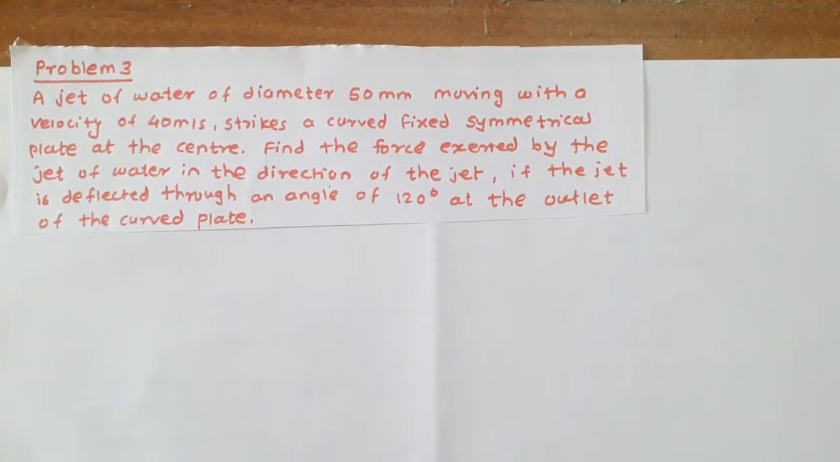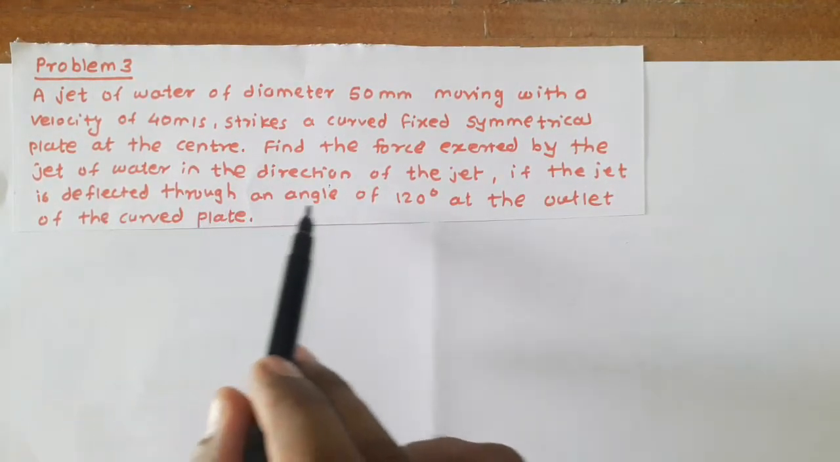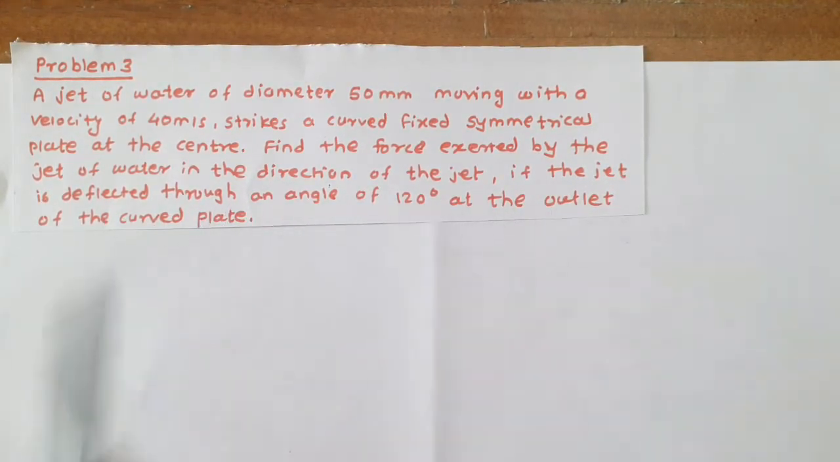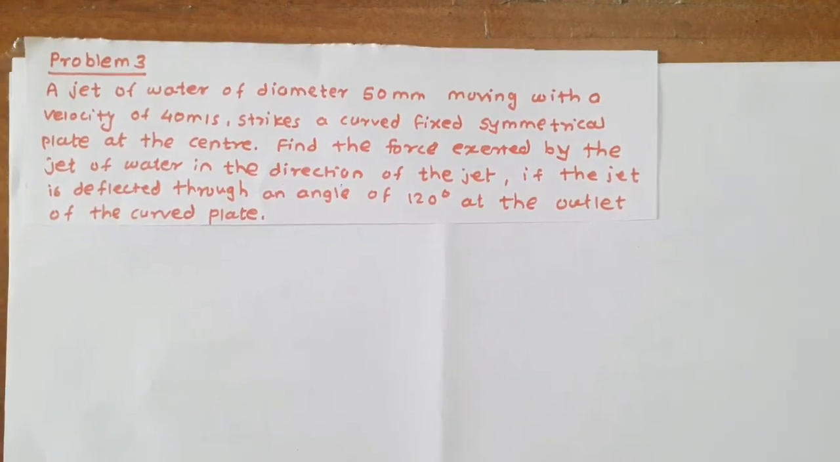Find the force exerted by the jet of water in the direction of the jet if the jet is deflected through an angle of 120 degrees at the outlet of the curved plate. So again, this is a simple problem. So friends, it is the case number 3 problem.